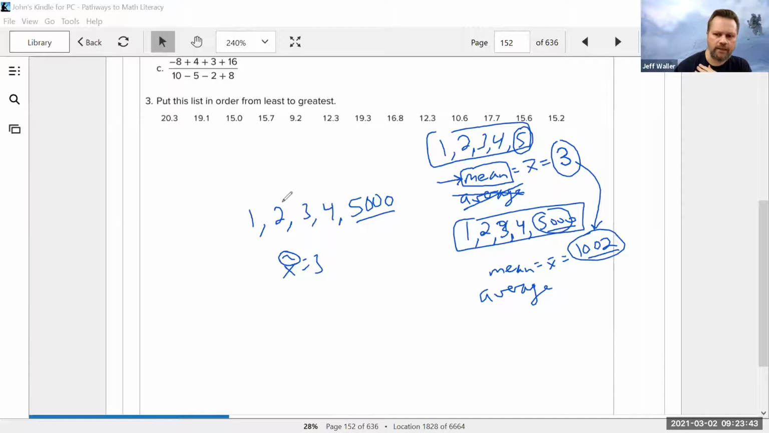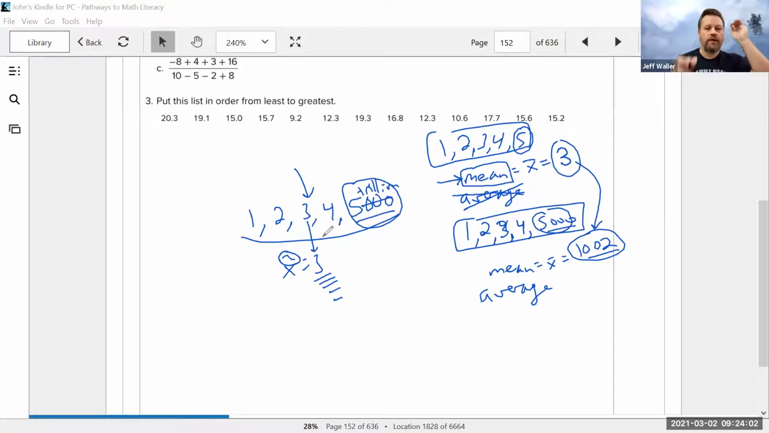Is the median affected by outliers? No, it doesn't care. It just cares that there's 5 numbers, so there's a middle number, right? I can make this 5 trillion and the median would still be 3.